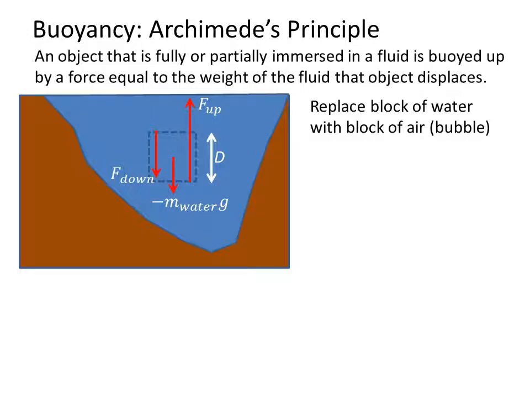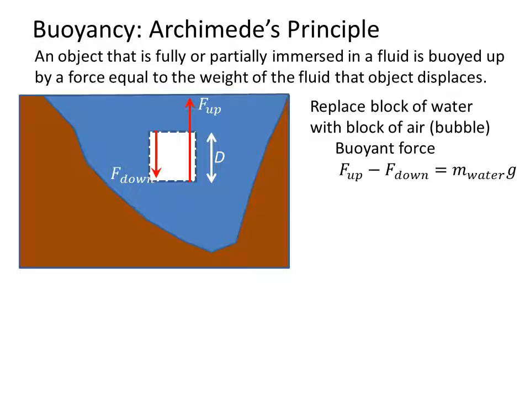If we replace the block of water with a block of air, or basically with nothing, then the weight goes away, and all that's left is the difference between F up and F down, and that net force is upward. This is what we mean by the buoyant force. So the difference F up minus F down is the mass of the water times g.